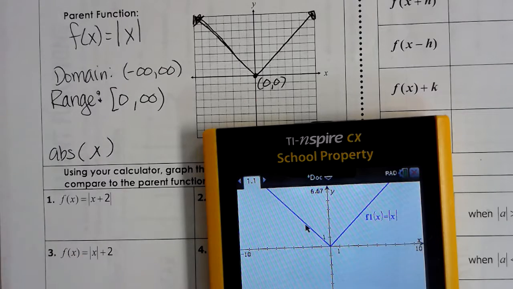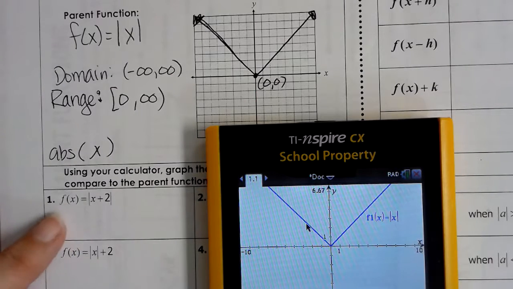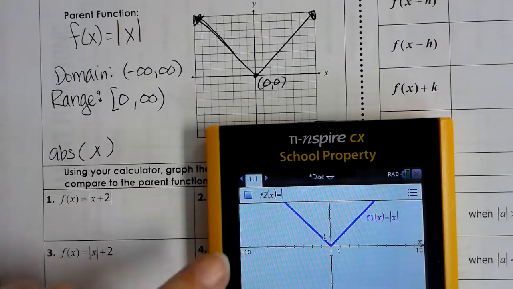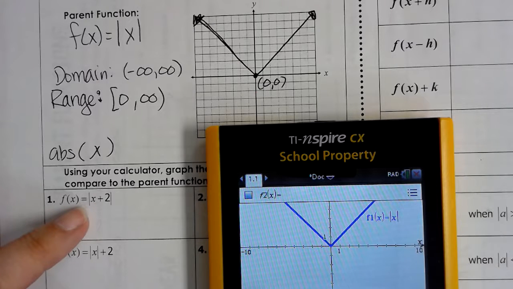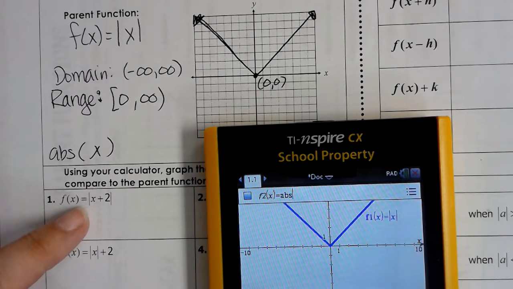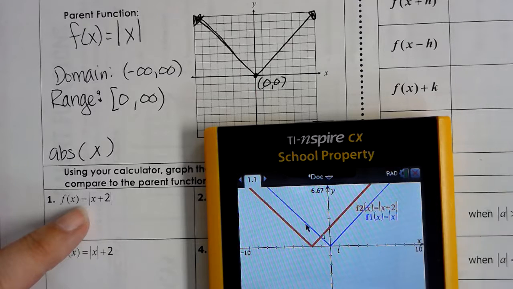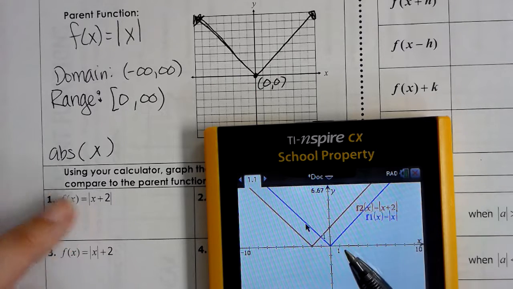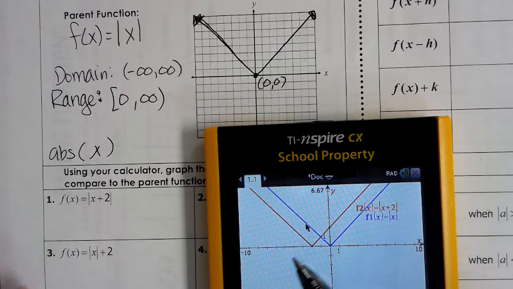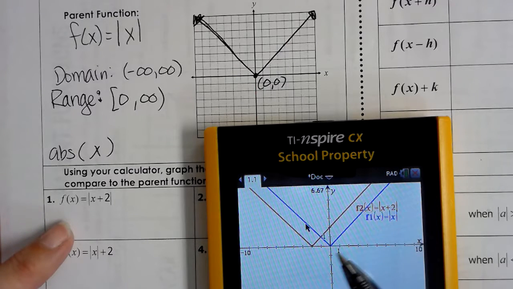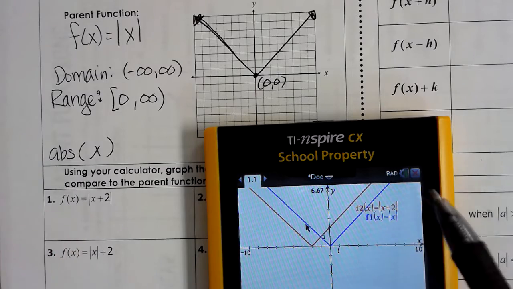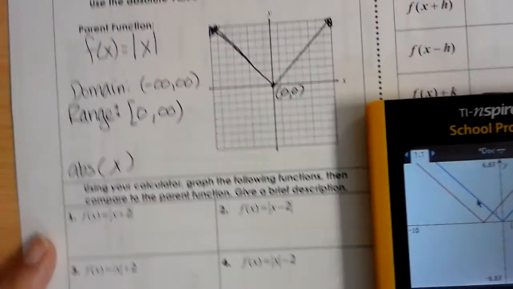Okay, so that's our parent function. Now we're going to compare it to absolute value of x plus 2. So we're going to push tab to get another function on there, and then we're going to push ABS, parentheses, and we're going to put x plus 2 in, and enter. And we see that it has shifted to the left 2 places, so that's what our new graph would look like.